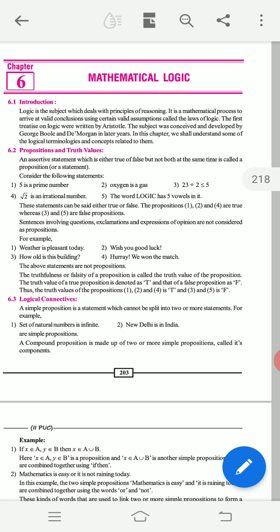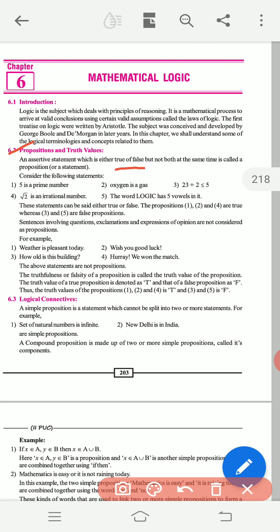Okay. In this, first one is proposition. First, we should know the definition of proposition. Proposition and statement both are same. A proposition means an assertive statement which is either true or false but not both at the same time. If we consider any statement that is either true or false but not both, then that statement is considered as proposition or statement.